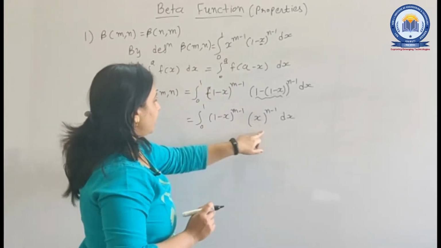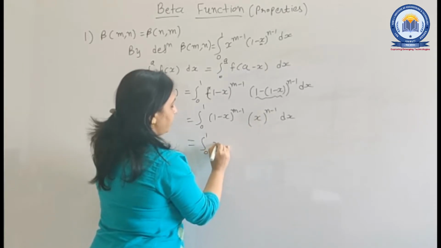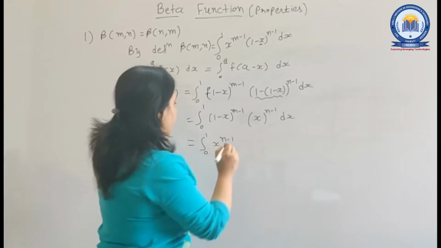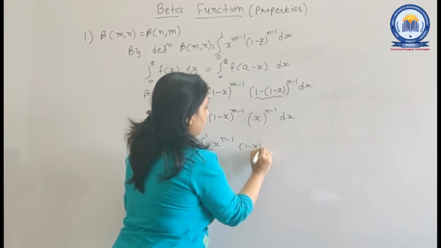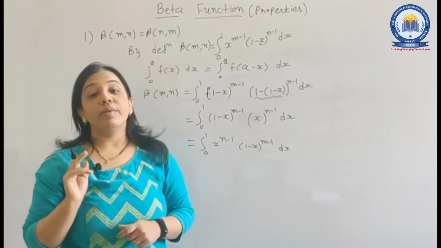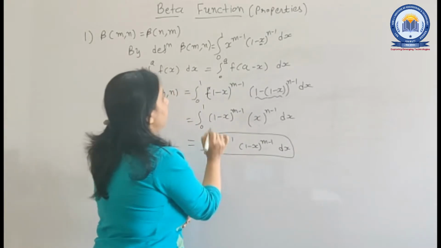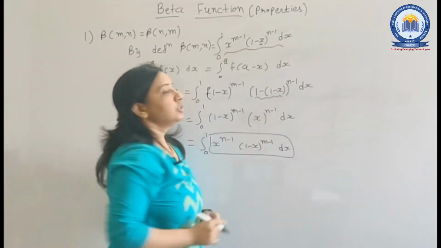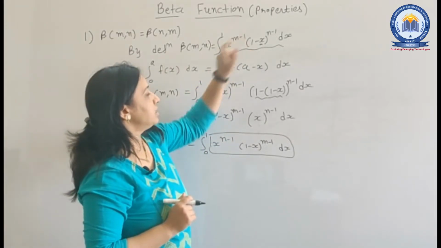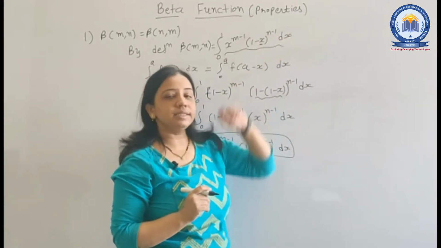So again we can rewrite it like this: 0 to 1, x raised to n minus 1, (1 minus x) raised to m minus 1 dx. Now if we compare this equation with this one, you will get here n minus 1, here m minus 1, and in the second one m minus 1, here n minus 1.